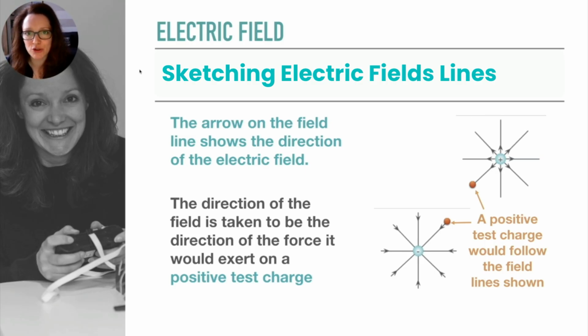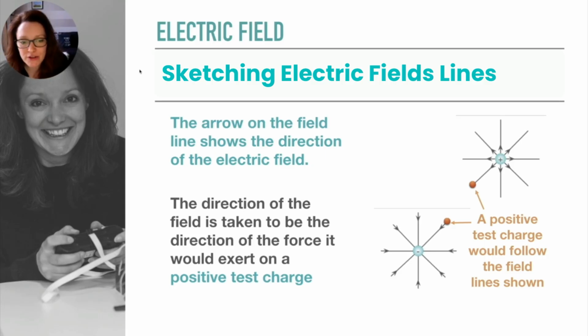So if you take the top drawing here, we have a positive charge, and if we imagine a positive test charge held very close to that positive charge, it would repel away from it very quickly. So the arrow shows being moved away from the positive charge. In the diagram below, if we held a positive test charge near to a negative charge, it would very quickly, rapidly move towards the negative charge. So the arrow points towards the negative charge.